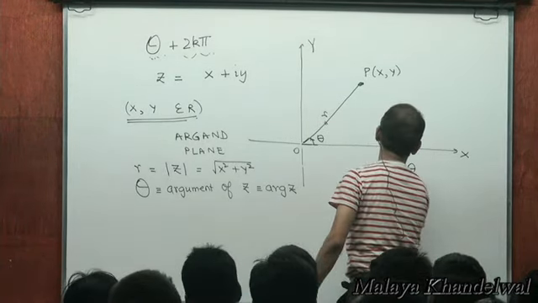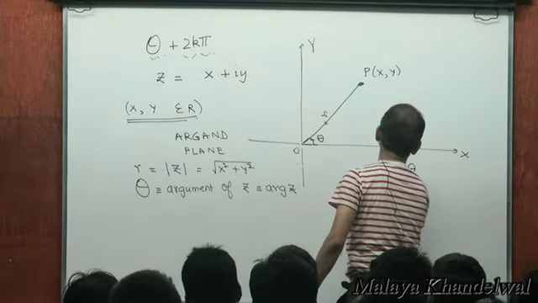Now, if y is 0, then z is said to be purely real. If x is 0, z is said to be purely imaginary, right?